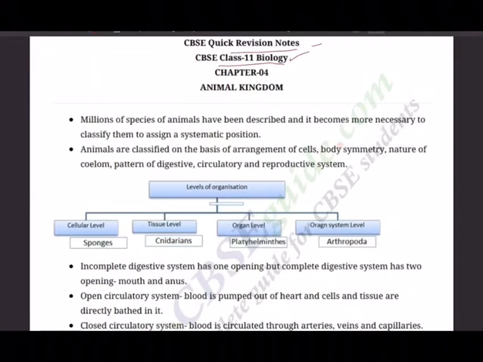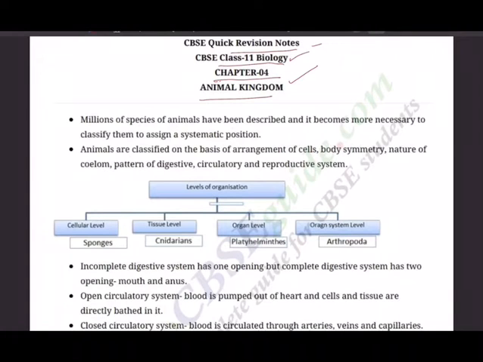In our previous session we revised chapter 3 plant kingdom, and in this session we are going to revise the syllabus and important points of chapter number 4 animal kingdom. So basically this chapter deals with the classification of animals into phyla and what are the various reasons for classifying animals into various phyla or groups.